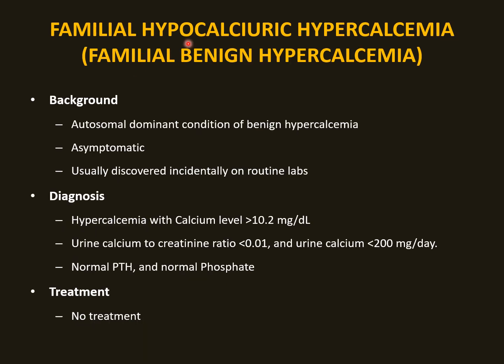Familial hypocalciuric hypercalcemia, or familial benign hypercalcemia, is a benign, autosomal dominant, asymptomatic condition, usually discovered incidentally on routine lab work done for another reason. Diagnosis: hypercalcemia with a calcium level more than 10.2 mg per deciliter, a normal urine calcium to creatinine ratio, urine calcium less than 200 mg per day, normal PTH, and normal phosphate. The treatment: no treatment is necessary.